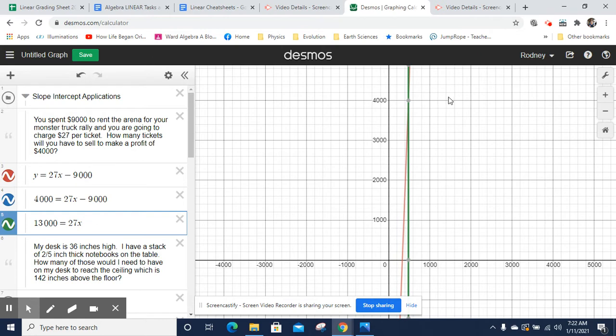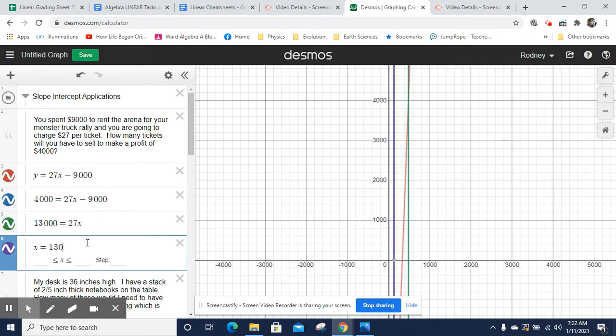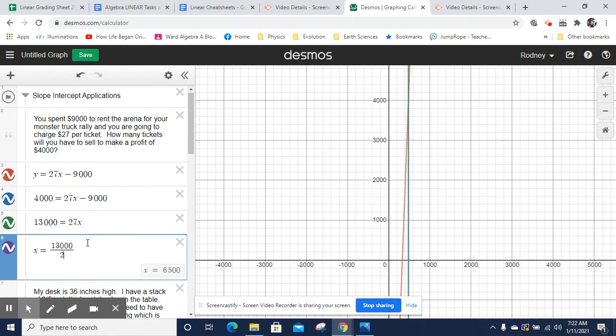And it intersects with 4,000. So in Desmos, it actually works it out for you. And now we just say, okay, divide both sides. We've got 13,000 equals 27x. We divide both sides by 27. So x will equal 13,000 divided by 27.